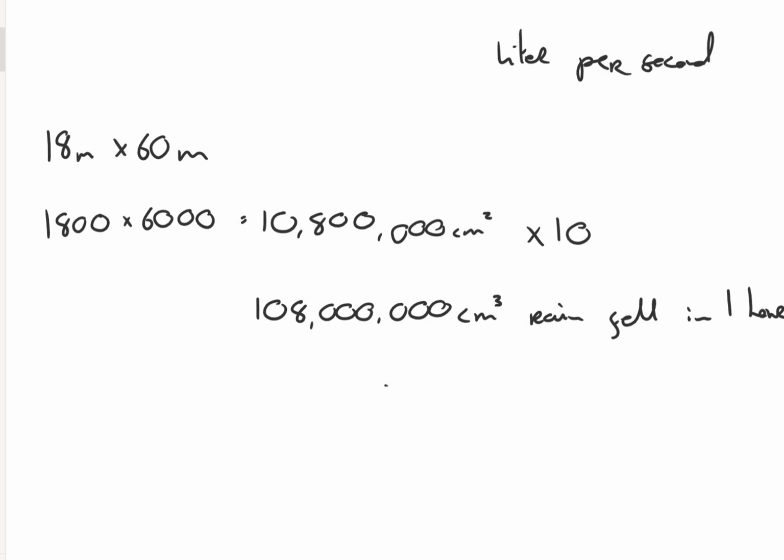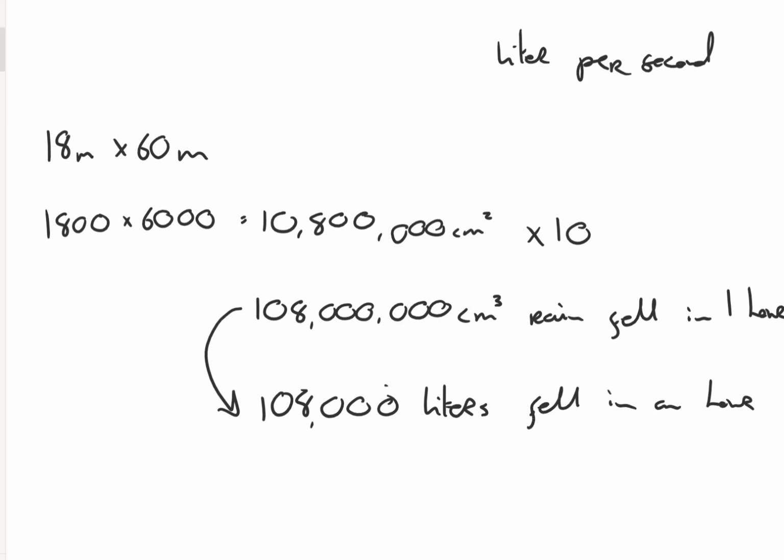Now, it says 1 litre is 1,000 centimetres cubed. So I'm going to change this centimetres cubed into litres. 108,000,000 divided by 1,000. Well, you just knock off the last 3 zeros. So it's 108,000 litres. So 108,000 litres fell in an hour.